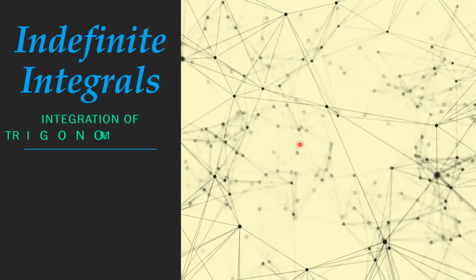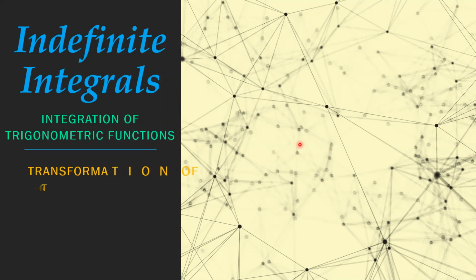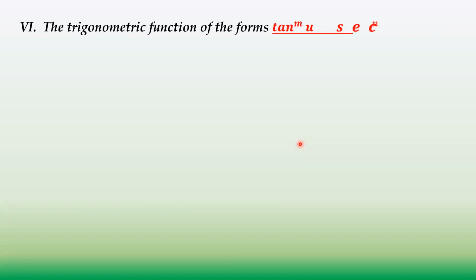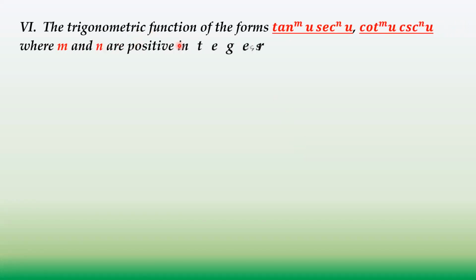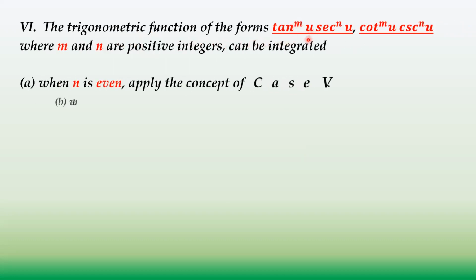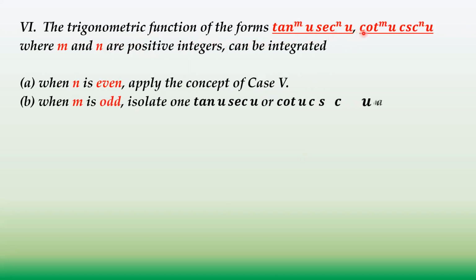We have again the integration of trigonometric functions. This is the last part of the transformation of trigonometric integrals. We have here case number 6. So we have the trigonometric functions of the forms tangent raised to m and secant raised to n, or cotangent raised to m and cosecant raised to n. So we have here the product of tangent and secant and the product of cotangent and cosecant, where m and n are positive integers. So it can be integrated.